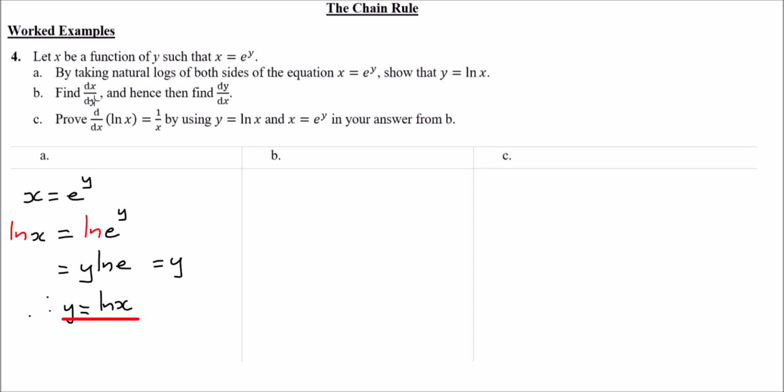We need to find dx by dy and then find dy by dx. In fact, I'm going to just use this first line here, that x equals e to the y. So if x is e to the y, we can differentiate both sides with respect to y. So dx by dy, if I differentiate this with respect to y, the exponential function is its own derivative. So if I differentiate e to the y with respect to y, I'll still get e to the y. So therefore, if this is dx by dy, dy by dx will be the reciprocal of that, which is therefore 1 over e to the y.